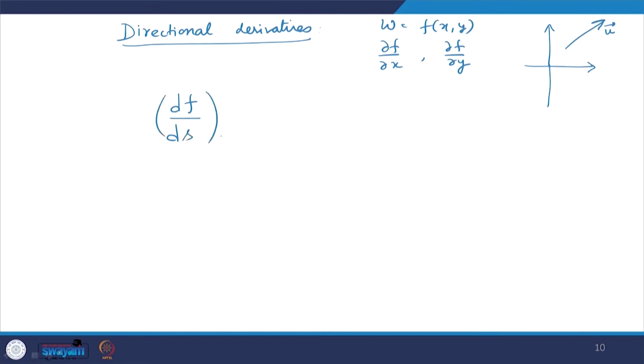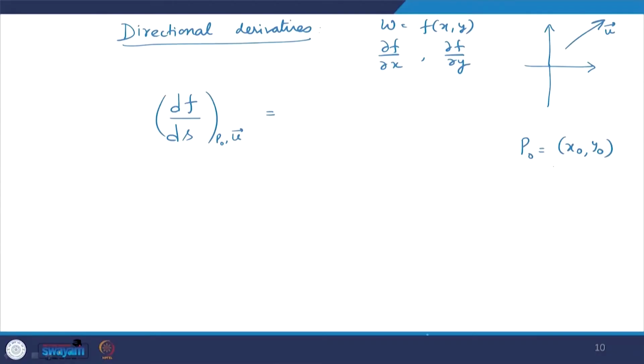The rate of change of f along any direction u at a point p naught, with parameter s. Suppose p naught is x naught, y naught. Here I am taking a function of two variables; in the same way I can extend the concept to functions of n variables also. If u is given as u1 i cap plus u2 j cap, where u is a unit vector, that means mod of u is 1.